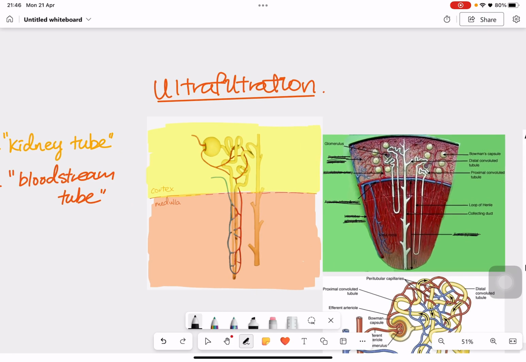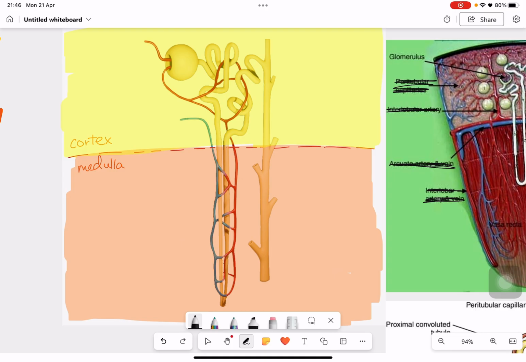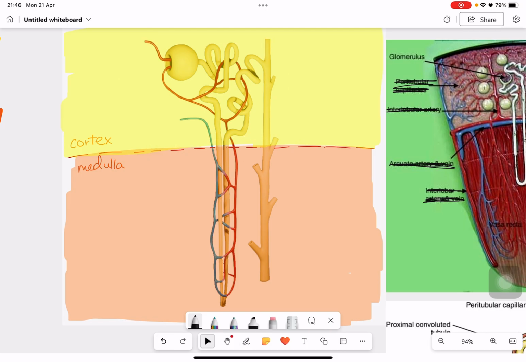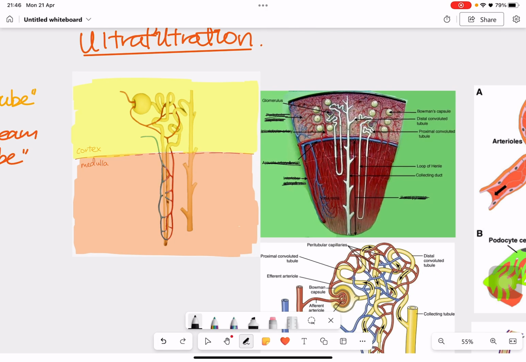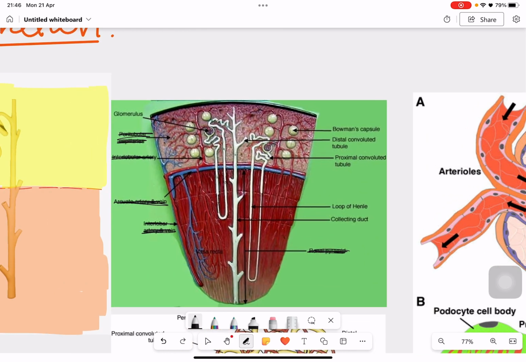And that's it. I just wanted you to know that this entire top bit is the cortex. It shows up in the cortex of the kidney, while the bottom half of the collecting duct and the bottom half of the loop of Henle are found in the medulla. So just to let you know. Okay, we're now done with the nephron structure. Now I'm going to proceed to the formation of urine.